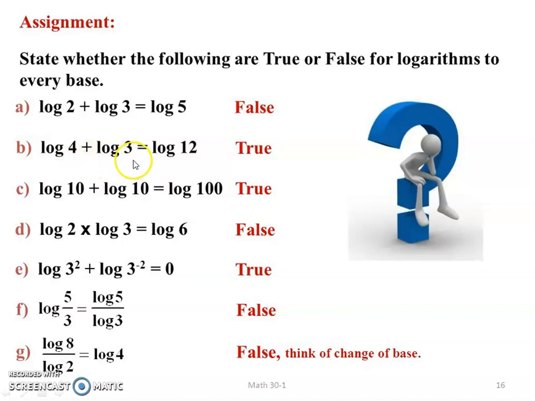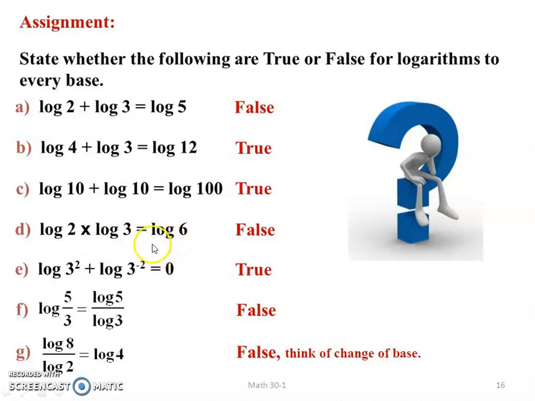Log 4 plus log 3 is log 12. Yes, it is right because 4 threes are 12. We know that log m plus log n is log m into n. Log 10 plus log 10 is log 100. Is it true? Obviously, because log m plus log n is log mn. 10 into 10 is 100.